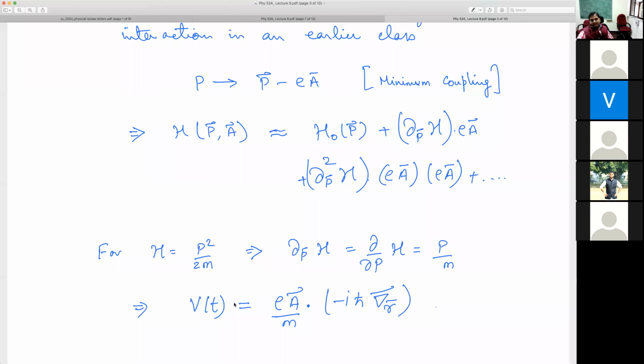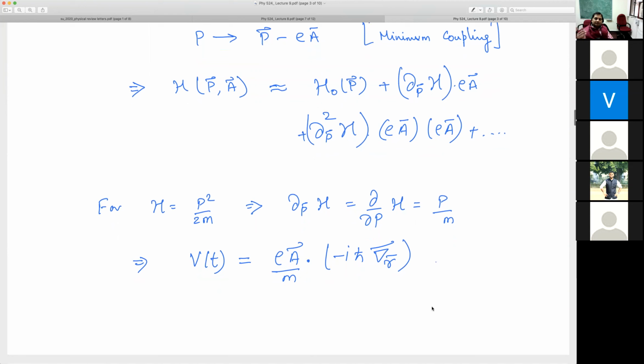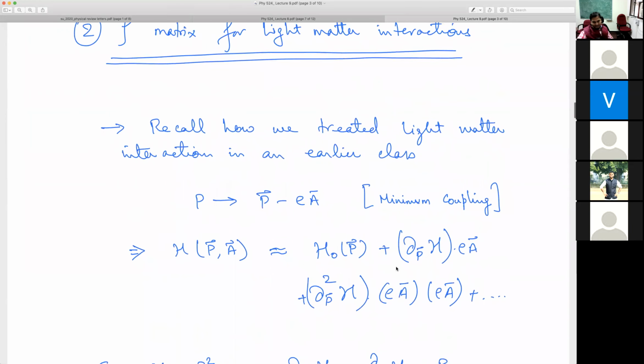And this p by m multiplied with the EA gave me the VT. So that is the light matter interaction to first order in the applied electric field. That gave me this EA by m, m coming from the p by m, and this operator minus i h bar del, where the del was in real space because it's a momentum operator. And using this VT, we explicitly calculate everything in terms of A. And A was related to the E by means of a derivative: E was minus dA by dt. So that's the connection of the electric field of light with the matter interaction.